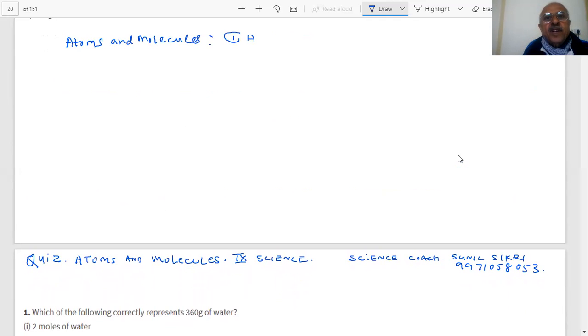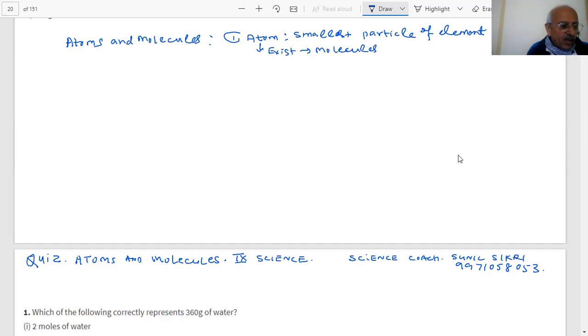First, we studied the atom, the smallest particle of an element, which usually cannot exist independently. Therefore, how does it exist? It forms molecules, and the molecules have their own properties. Similarly, chemical compounds retain their chemical properties.